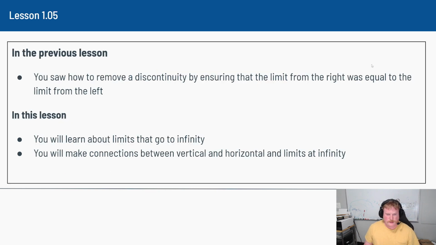So in the previous lesson, you saw that you could remove a discontinuity by ensuring that the limit from the left and the limit from the right were equal. Well, that's not always going to be the case. Some discontinuities are just not removable, and those exist at vertical asymptotes. And in this lesson, we're also going to be looking at trying to make connections between something you already know about horizontal asymptotes and limits at infinity.